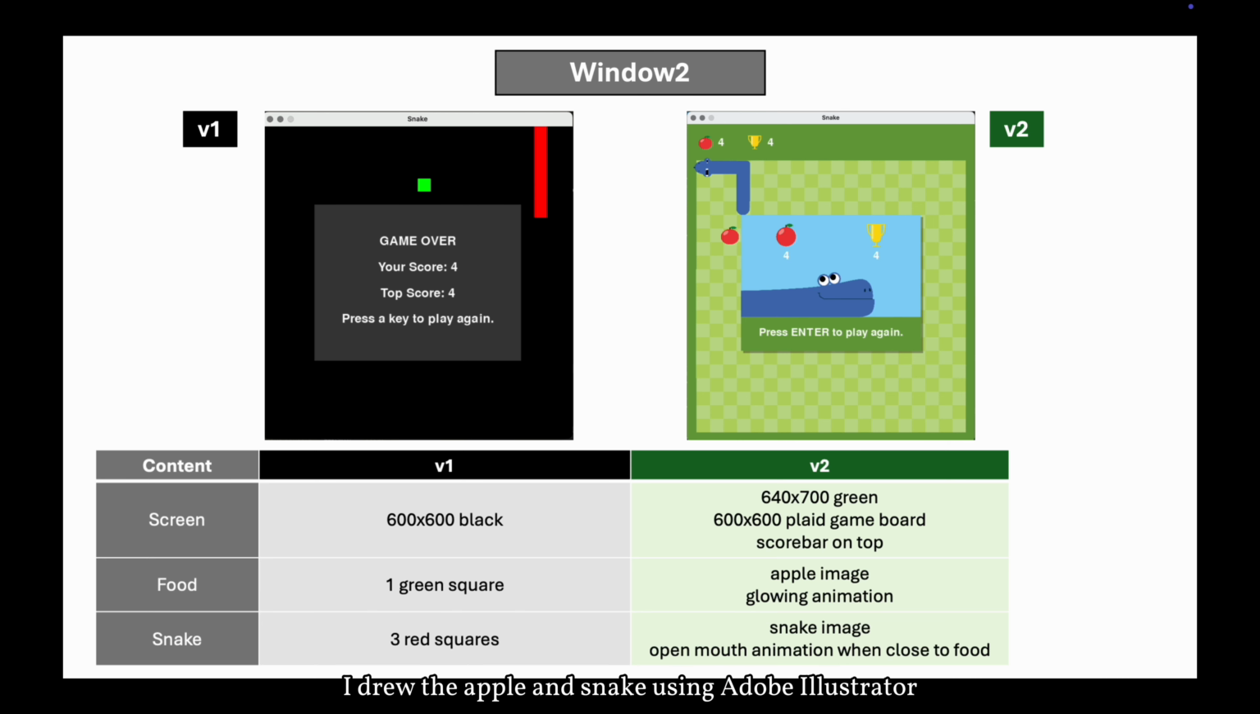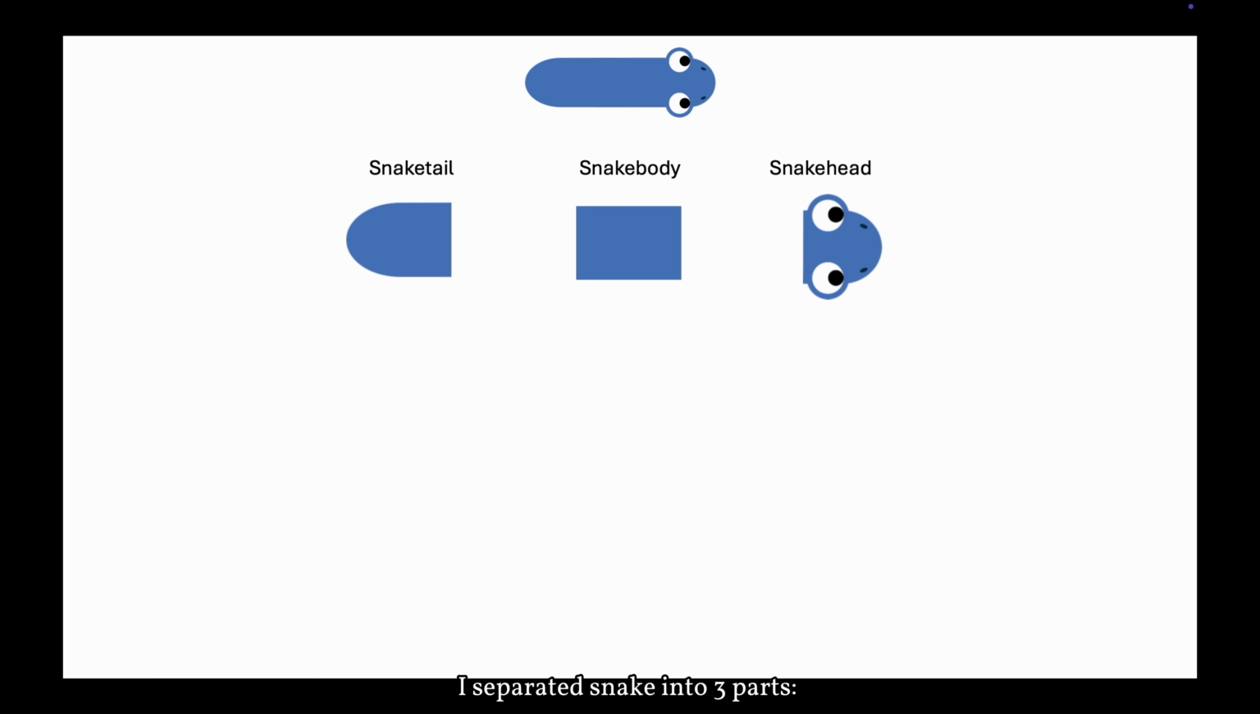I drew the apple and the snake using Adobe Illustrator and loaded the images using Pygame functions. For food, it is straightforward, but for snake, it is a little complicated. I separated the snake into 3 parts: snake head, snake body, snake tail. 2 things need to be aware of.